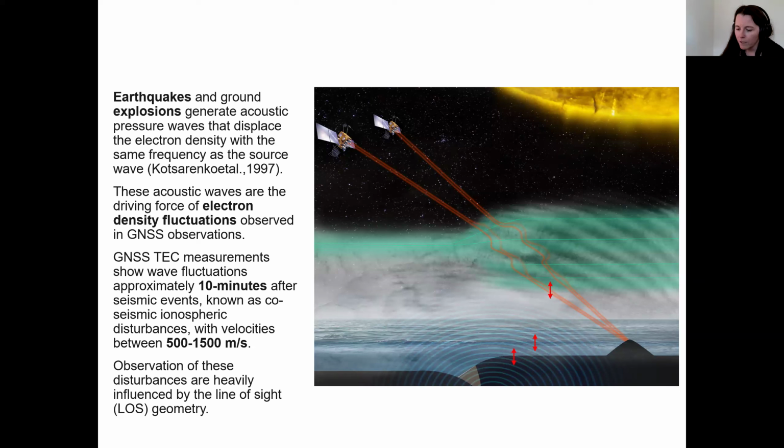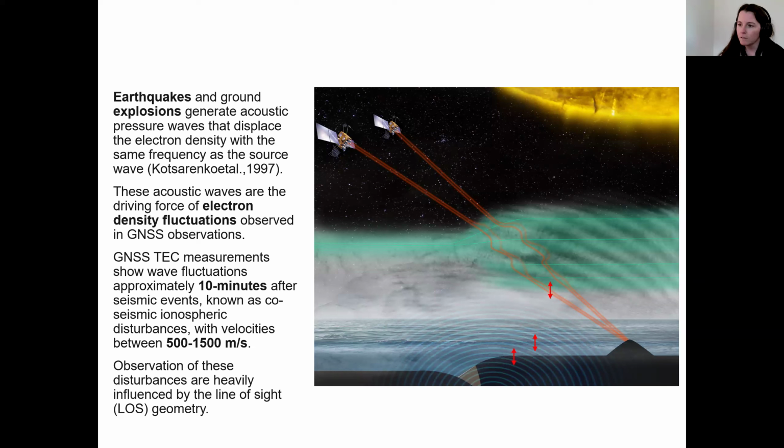This is all a very broad summary of many, many papers about acoustic wave disturbances from seismic events observed in the ionosphere with GNSS. So yeah, there's a lot of literature here that we're pulling from. Again, I just want to note observations of these density changes due to these acoustic waves are highly dependent on the line of sight, AKA the geometry of the receiver and the satellite.